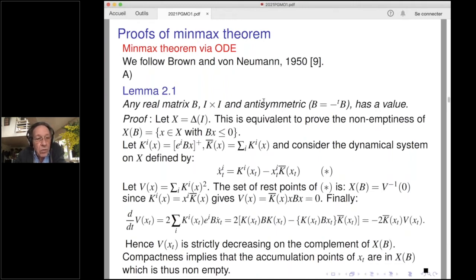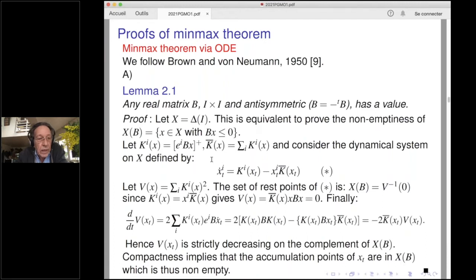And we first prove that if you have an antisymmetric matrix, so B is minus the transpose of B, it has a value. Obviously, if it has a value, the value is 0 by symmetry. I denote by X the simplex on I. And to prove that the game has a value is to prove that there is some X such that Bx, which is a vector, has all components less than or equal to 0.